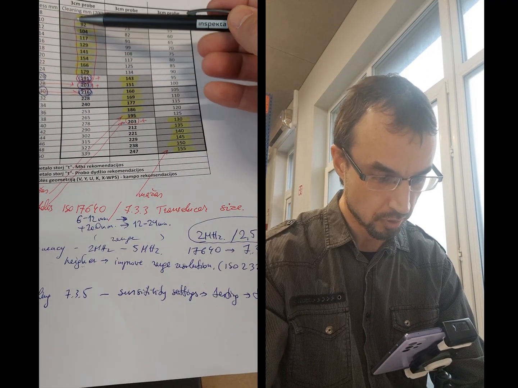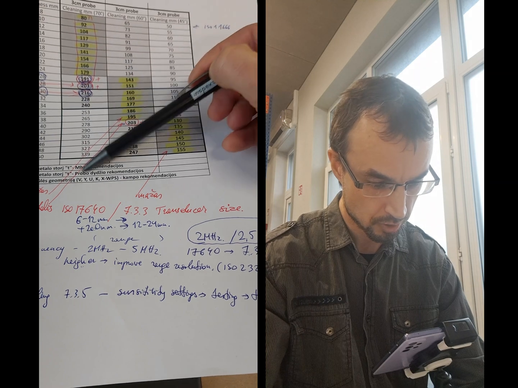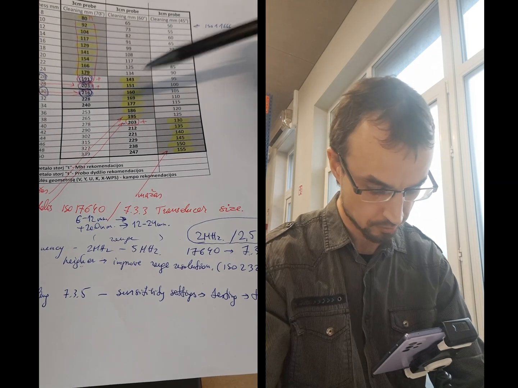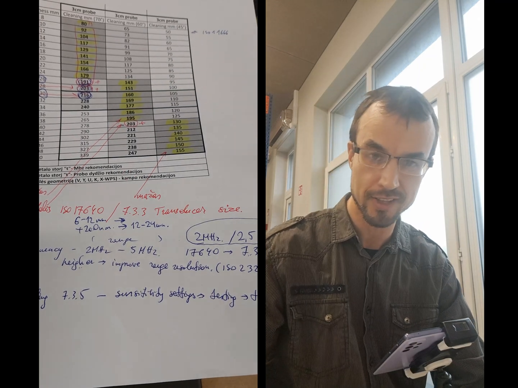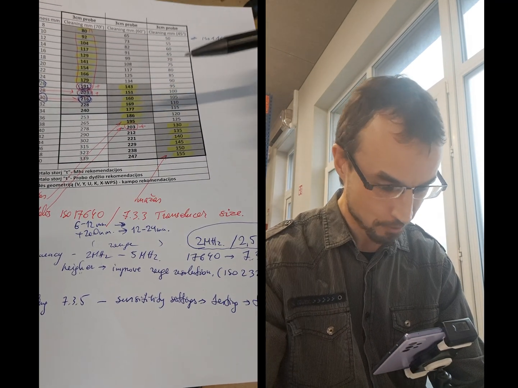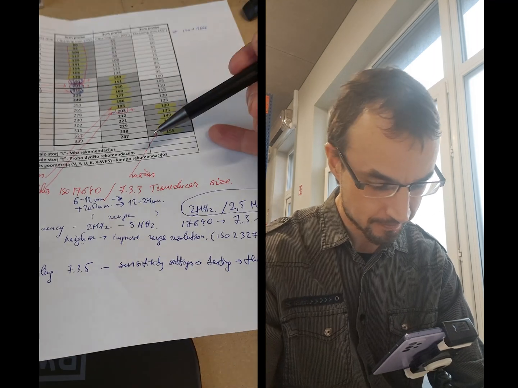So big, small. Here is small, here is big. 200 small, big, and small, but you see that you have to check it if you want to do it exactly according to the recommendation.